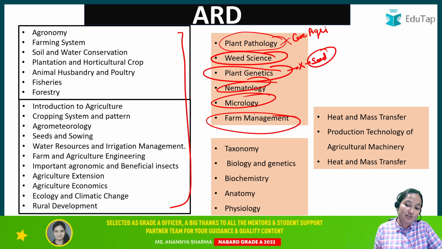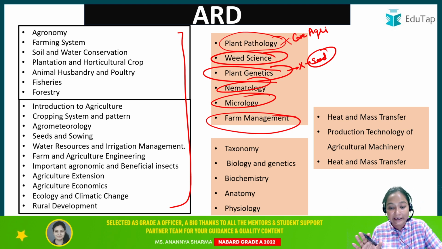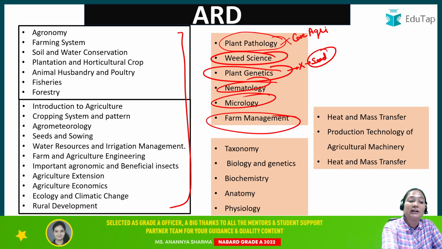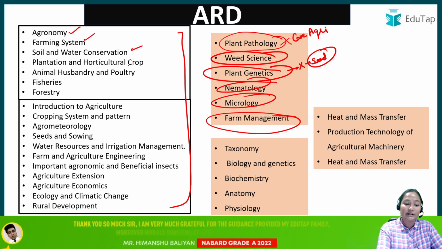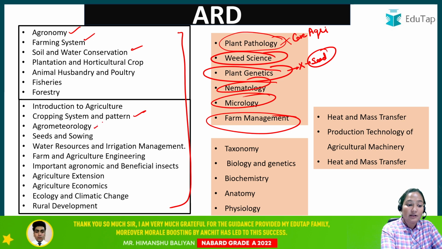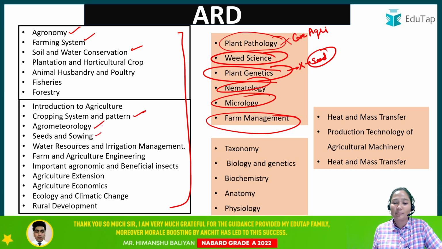So this should be your approach while you are covering the ARD में core agriculture: agriculture, agronomy, farming system, soil, water. So these kinds of topics, ठीक है? Cropping pattern, then agrometeorology, seed. These are some topics that come under the core agriculture.